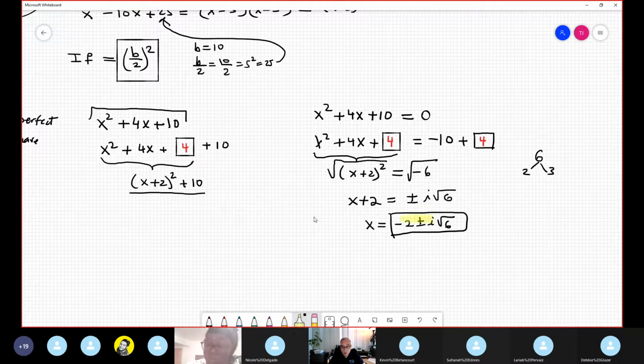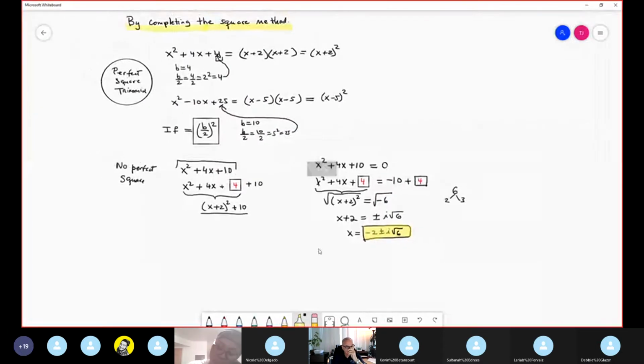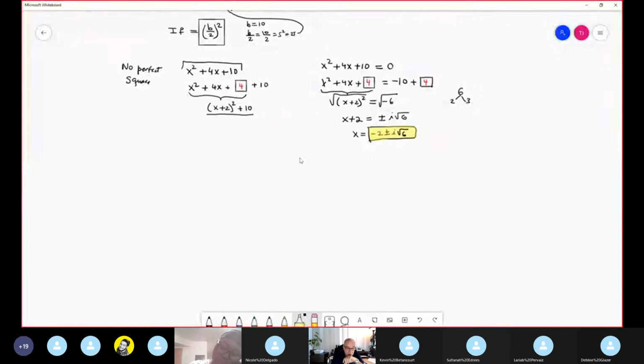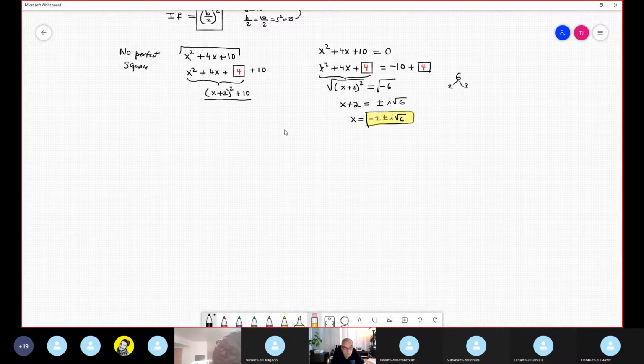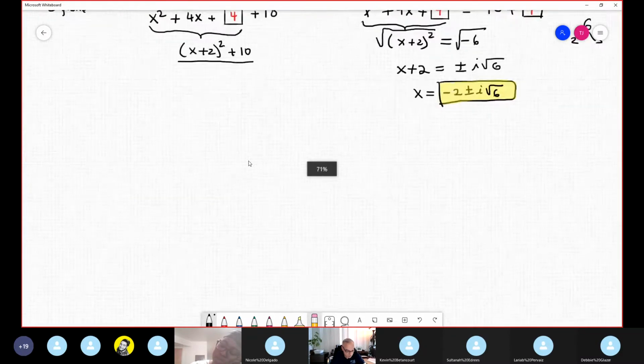Okay, guys, so we are now learning a second method for solving quadratic equations. The name of this method is completing the square. Okay, let's see another example, another example by completing the square.